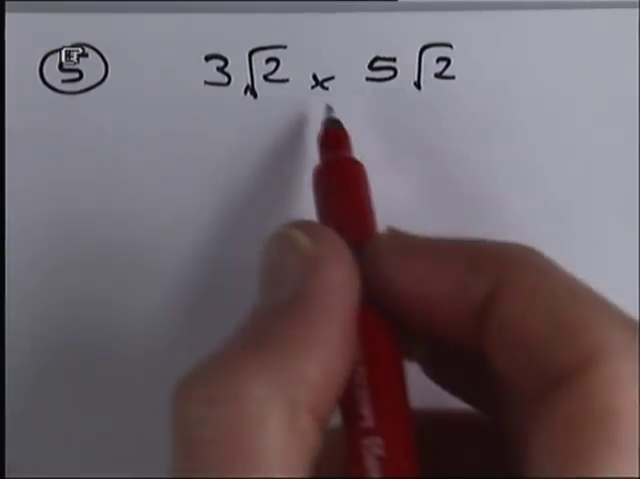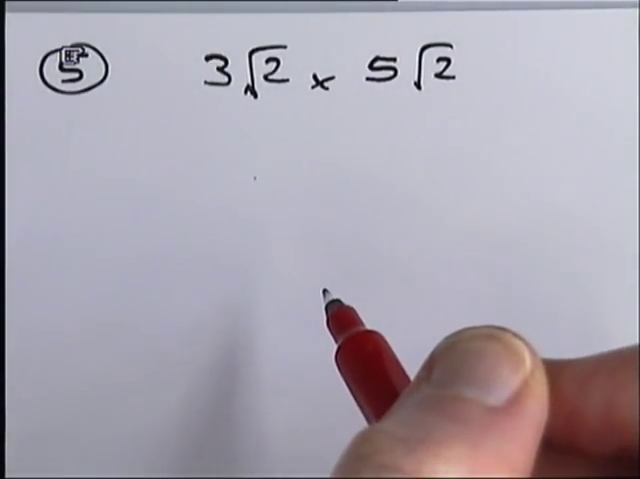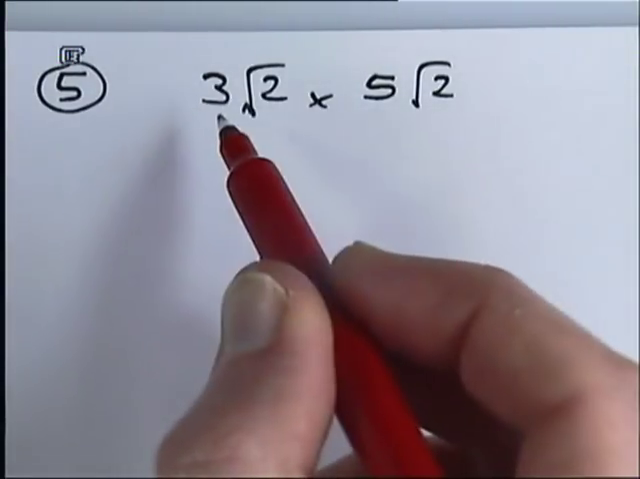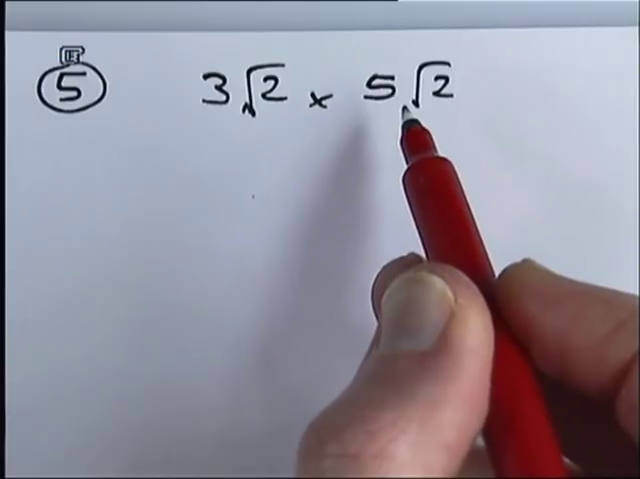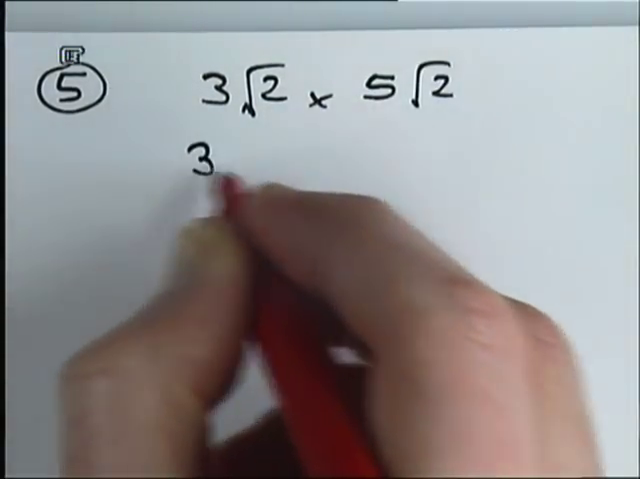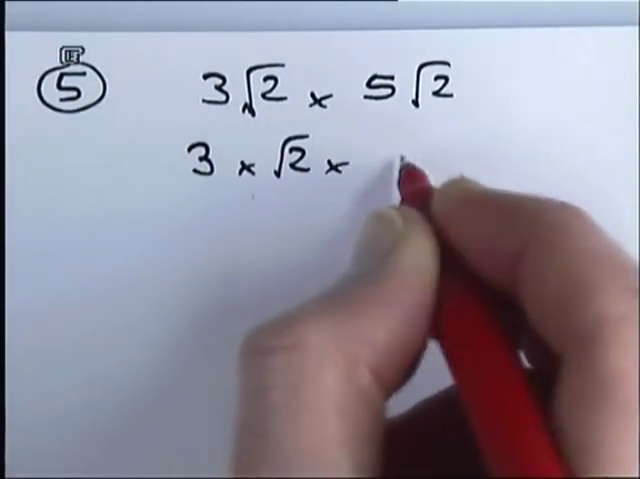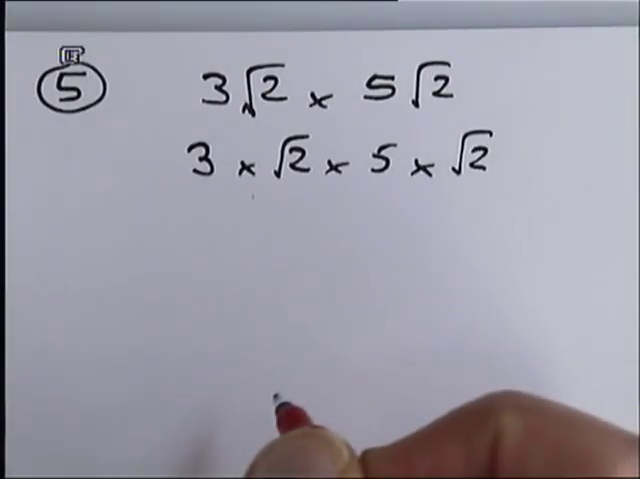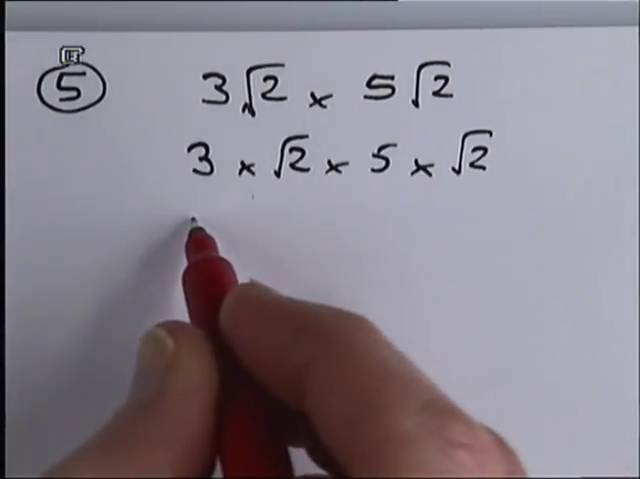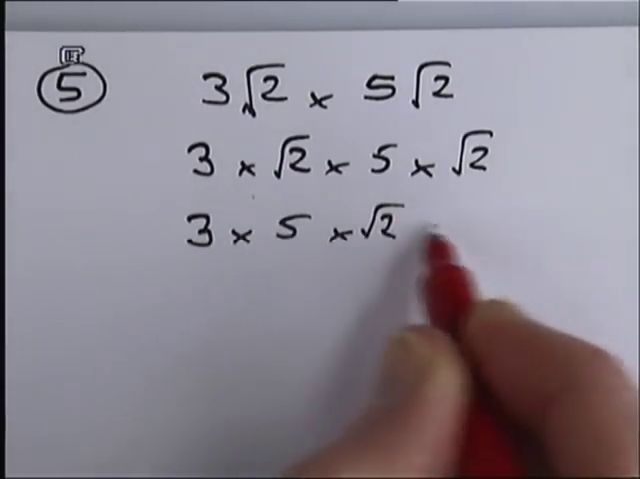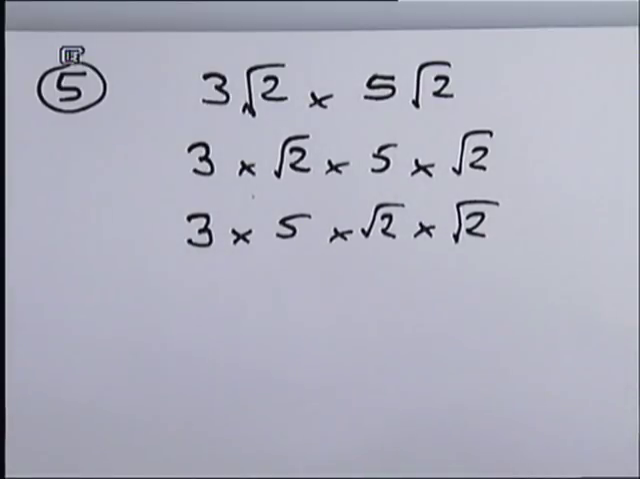Now, this is multiplying two surds together. Think of this in 2 bits. Think of this as a multiplying of the normal numbers, 3 and the 5, and then multiplying the surds, the root 2 times the root 2. If you wanted to, you could write all these times signs in first off, and just put times signs between everywhere. And when you're timesing numbers, it doesn't matter what order you're doing them in, so you could have the 3 and the 5 being times together, and then the root 2 and the root 2 being times together. Now, you wouldn't normally bother writing it out like that, but you could do.